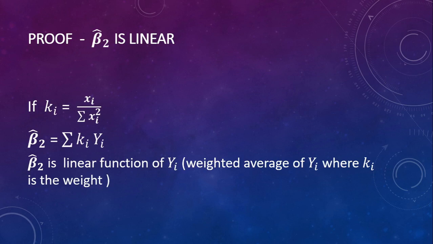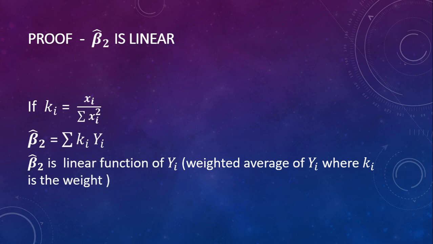And let us define k is equal to xi divided by sigma xi square, where k is a weight. So we can express beta 2 hat as beta 2 hat is equal to sigma ki yi. So that means beta 2 hat is equal to k1 y1 plus k2 y2 plus k3 y3, etc., etc. So beta 2 hat is equal to sigma ki yi.